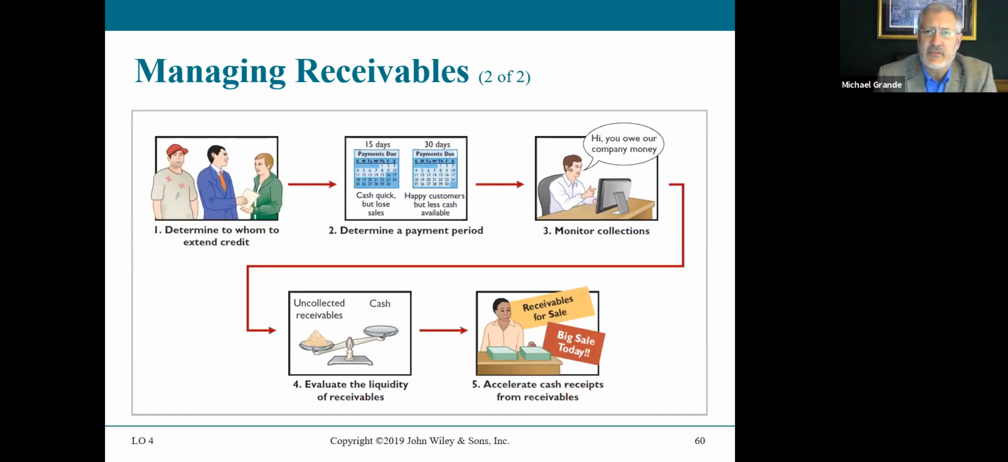So again, this is a summary or chart of how we manage our receivables. Determine to whom to extend credit. Determine the payment period, 15 days, 30 days, 45 days. Monitor. Hi, you owe our company money, so you're going to call those people. Find out when they're going to pay you, evaluate your liquidity, and consider selling them when needed.